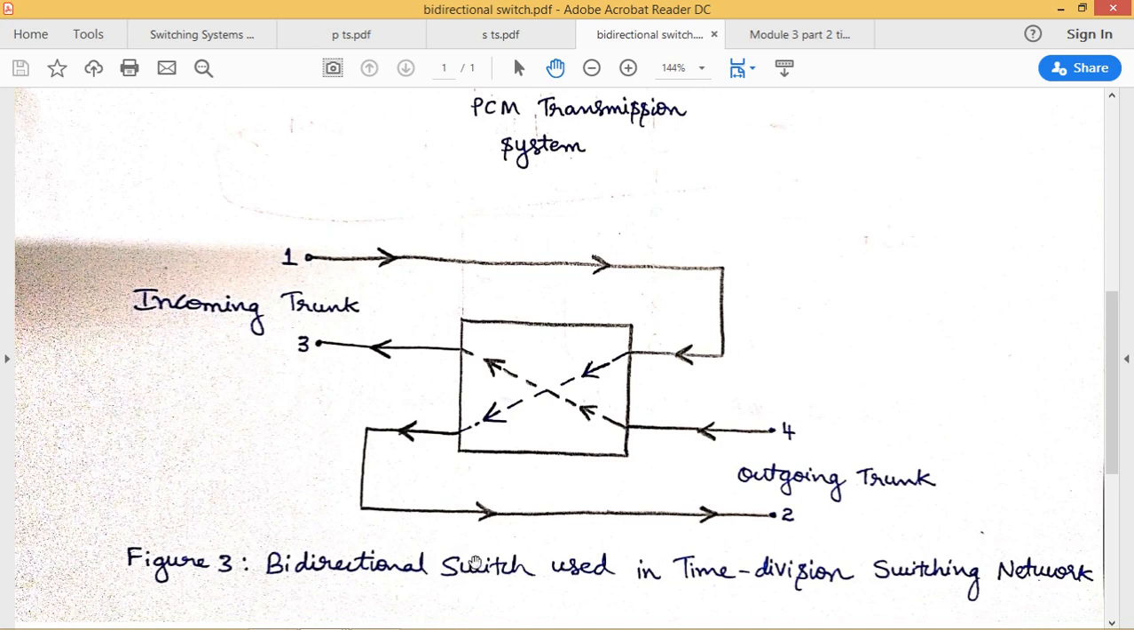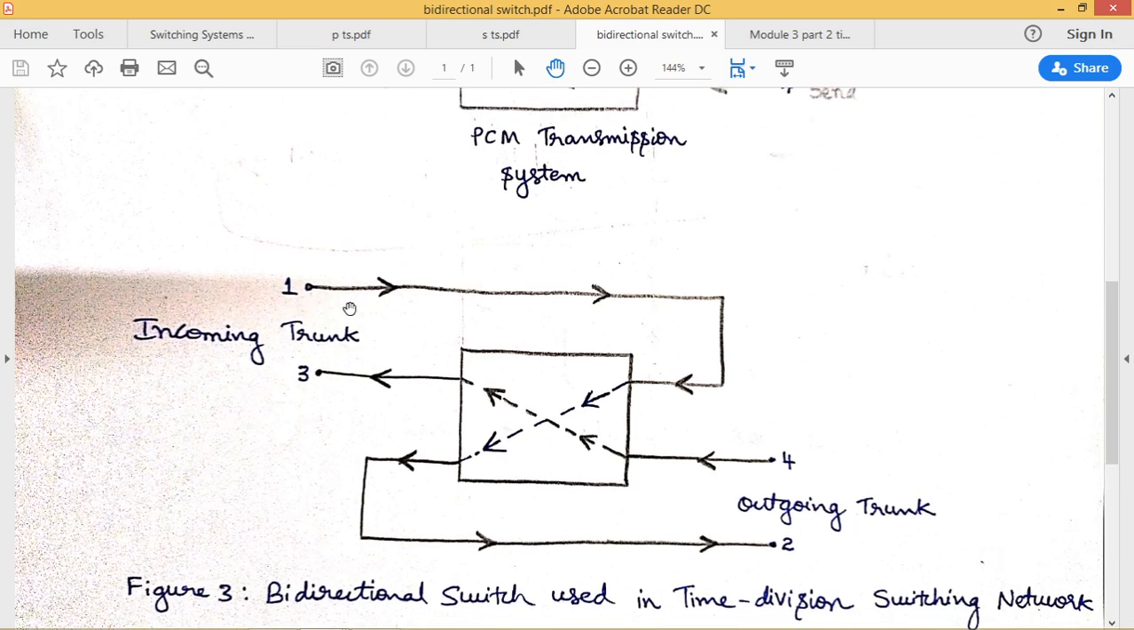Instead of calling it a bidirectional switch, we can call it bidirectional paths used in a time division switching network. So this becomes the incoming trunk, incoming data, and this becomes the outgoing trunk data.